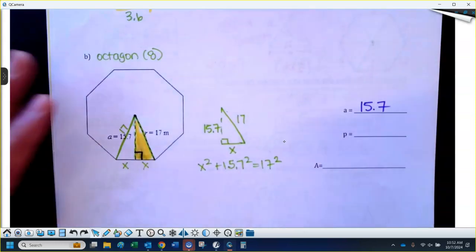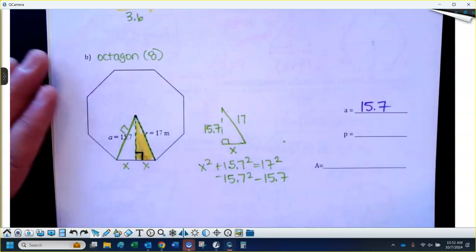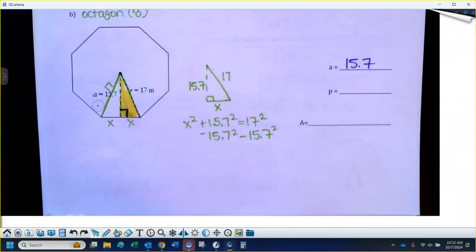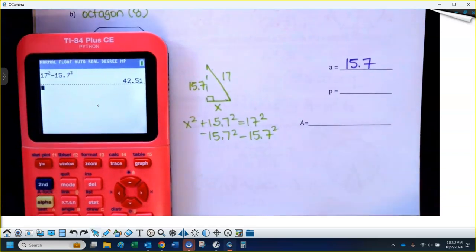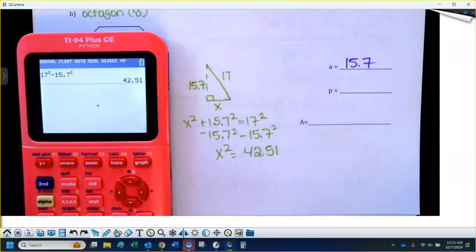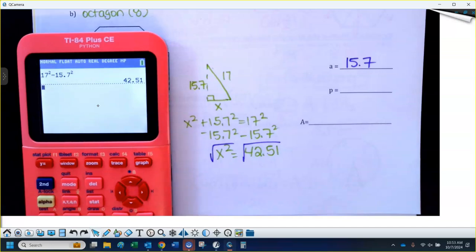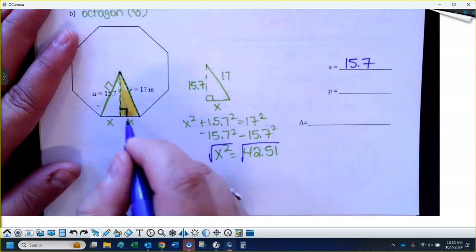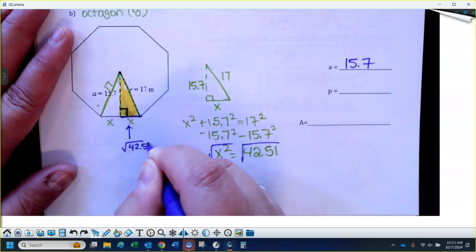So what I'm going to do on my calculator, and this is not going to be a nice number, is take 17 squared minus 15.7 squared. Alright, and as you can see, we have 42.51. Again, this is similar to the last question. I'm going to have to take a square root of that, but I don't want to round this multiple times. So x would be the square root of 42.51.